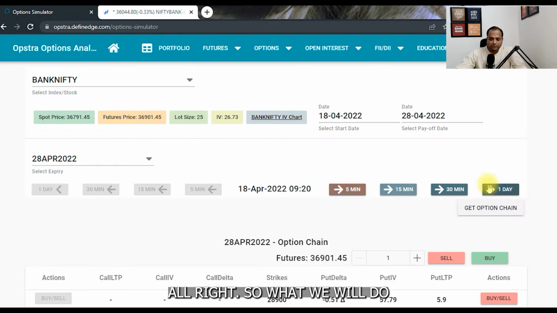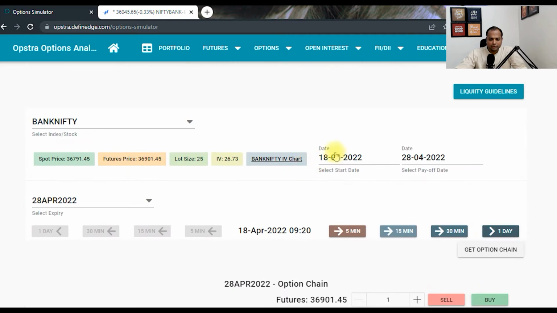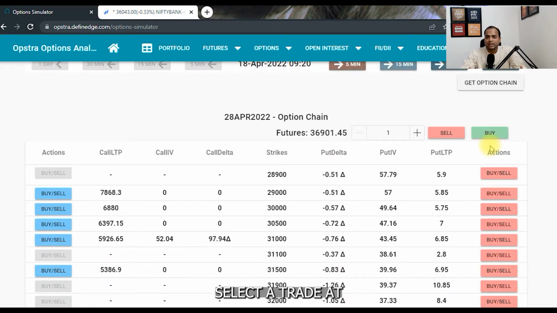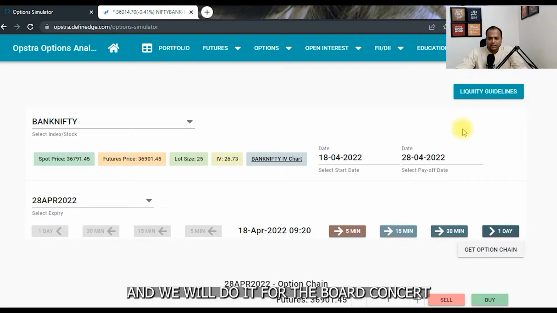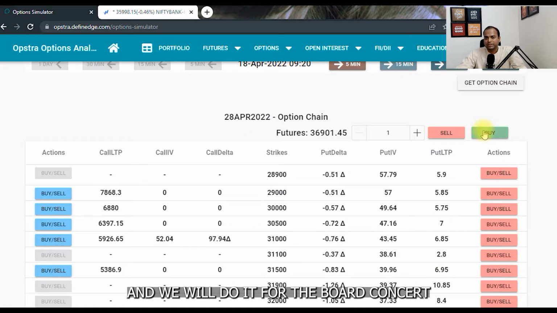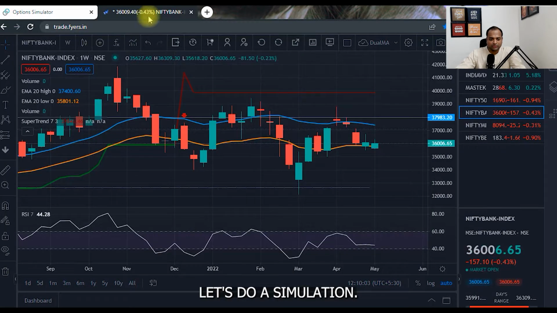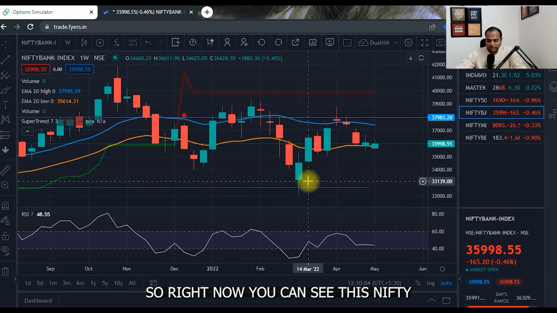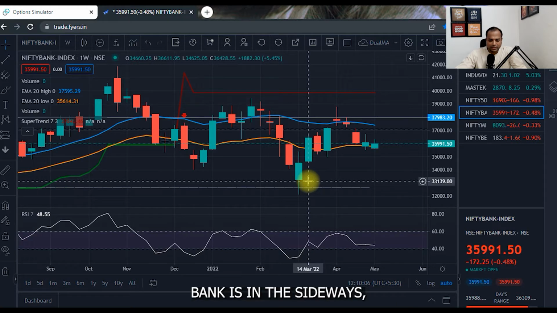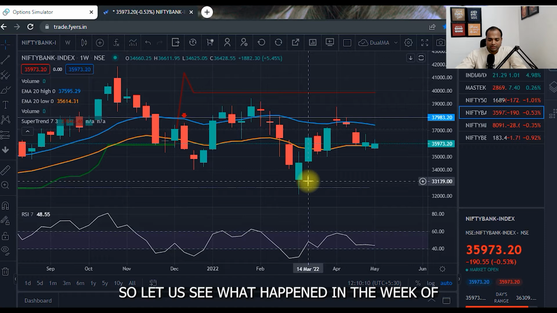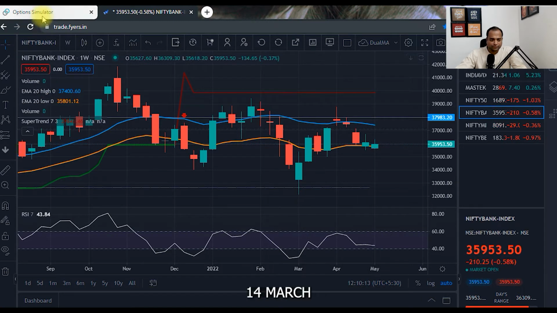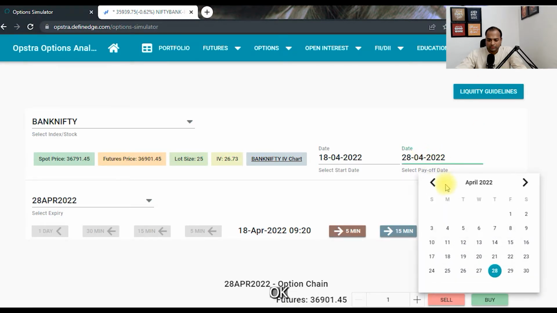Alright, so what we will do, we will select a trade at 3:15 p.m. for the next week expiry, and we will do it for both the call side and the put side. So let's do a simulation. Right now you can see this Nifty Bank is in a sideways mode from 14 March onwards. So let us see what happened in the week of 14 March.